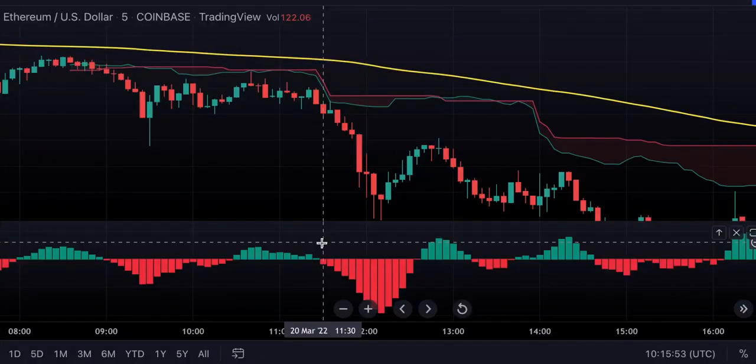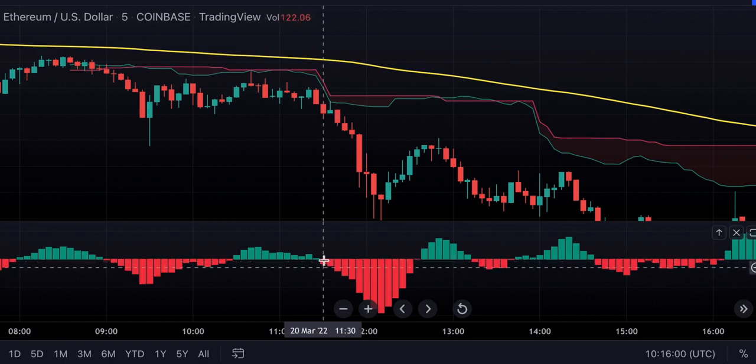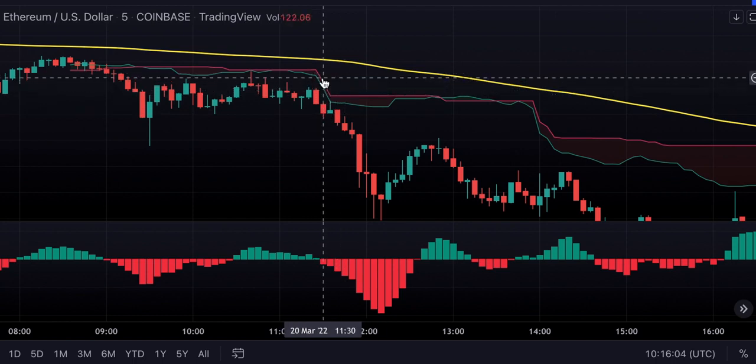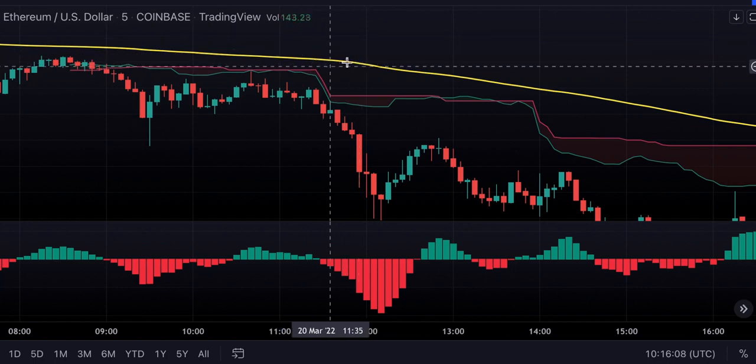The opposite rules apply when entering a short trade. So we need to have a new bearish signal from our MACD indicator. The price needs to be sitting below this Ichimoku cloud. And the Ichimoku cloud has to be below the moving average.